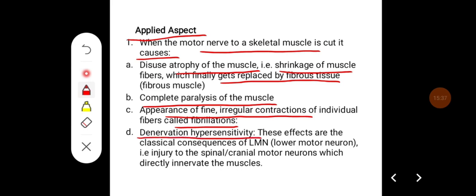These effects are the classical consequences of lower motor neuron lesion. That is, the injury to the spinal or cranial motor neurons which directly innervate the muscles.